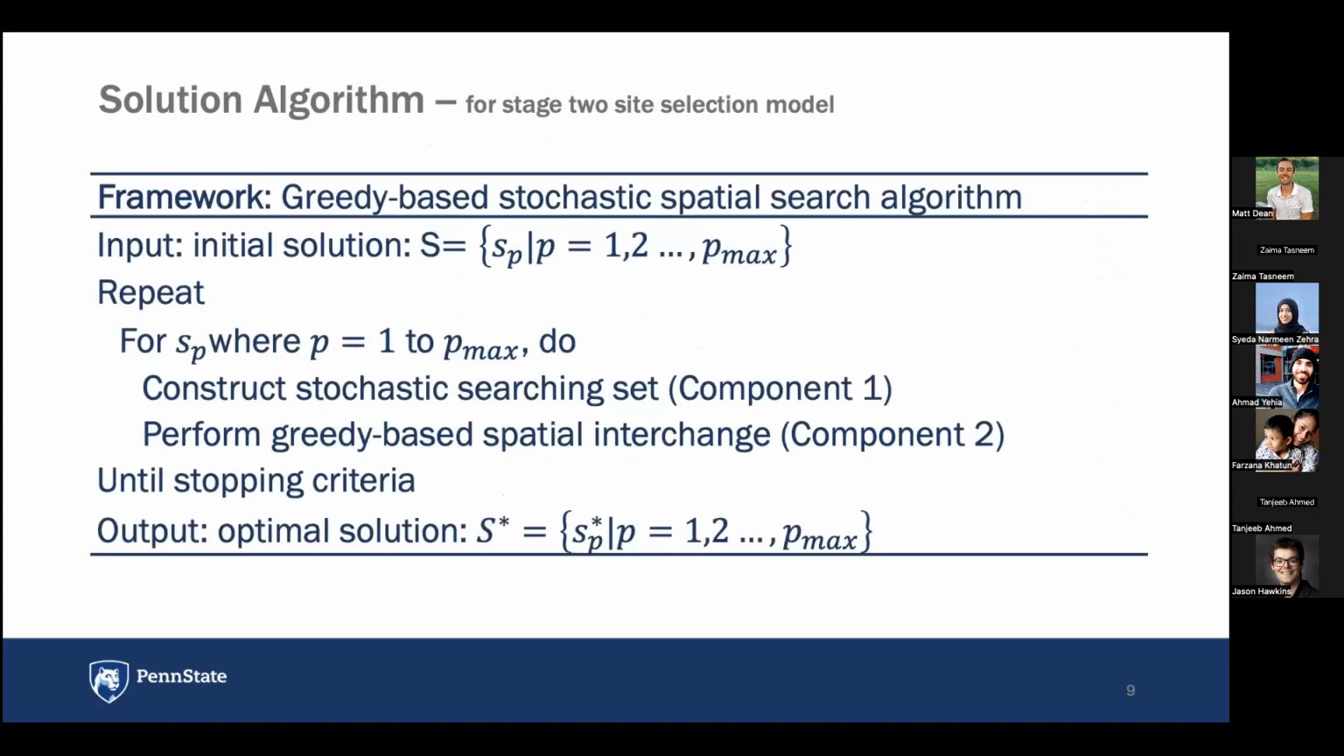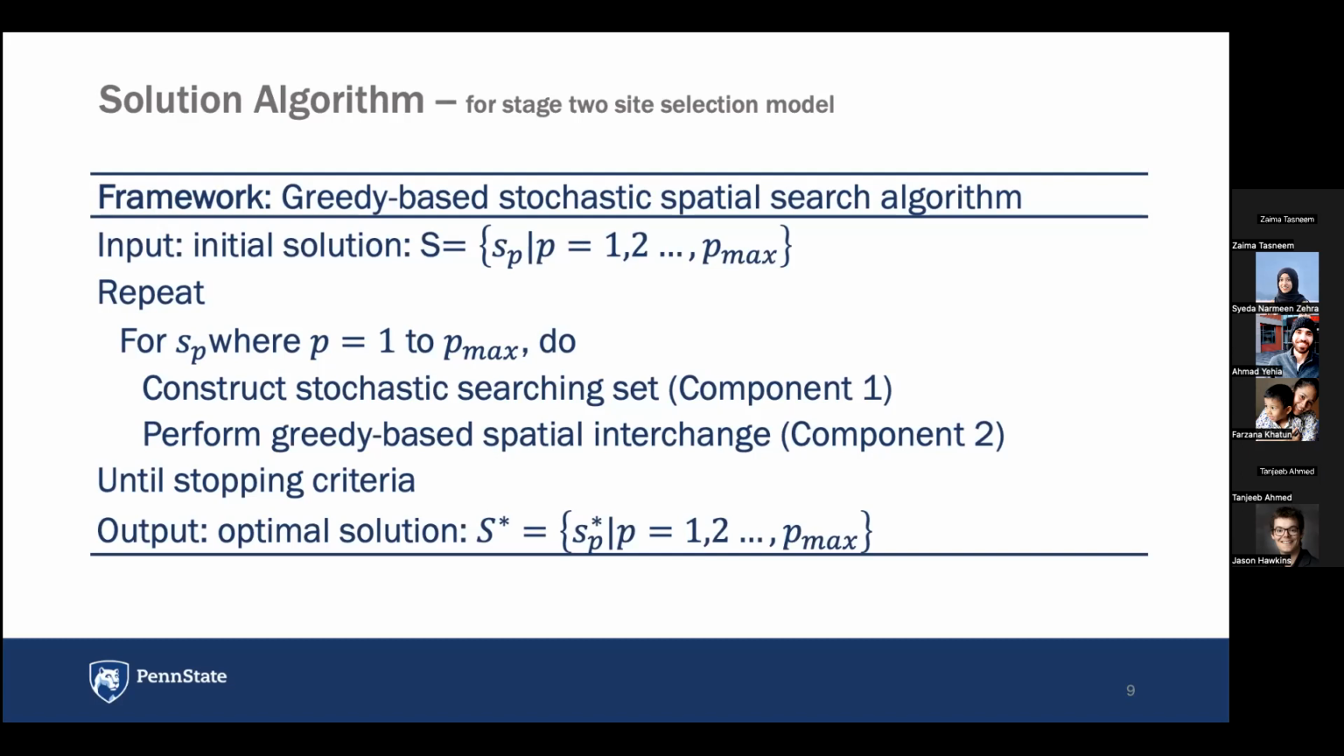The stage 1 model can be solved with a given Python package accordingly. So here I will just discuss the solution algorithm for the stage 2. Gradient-based stochastic spatial search algorithm. It consists of 2 major components: stochastic searching set construction and gradient-based spatial interchange.